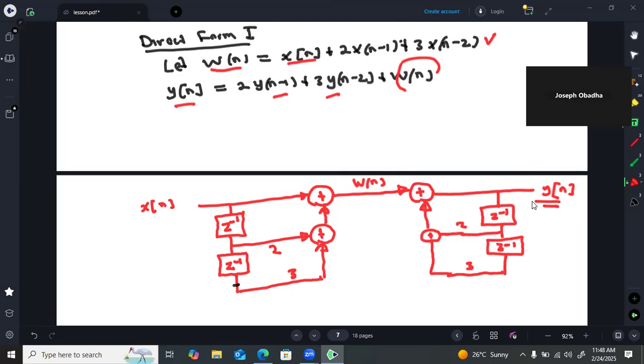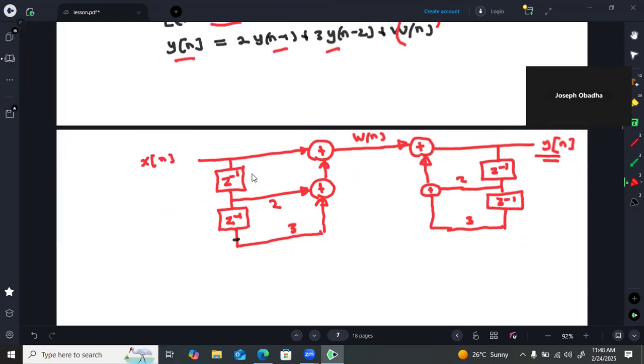So this would be my direct form 1 implementation.